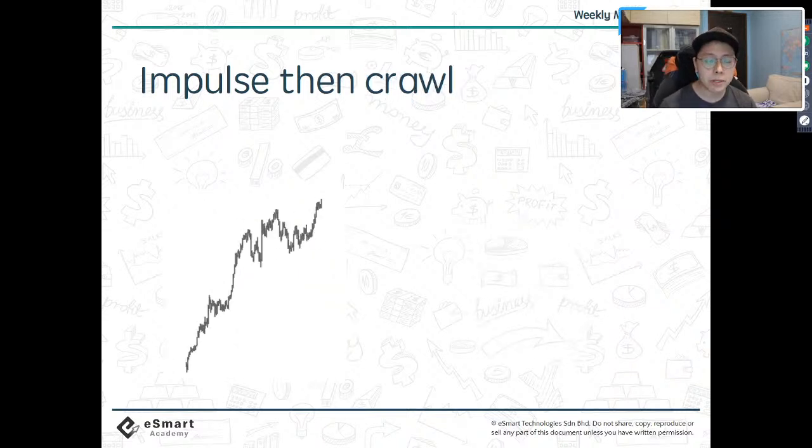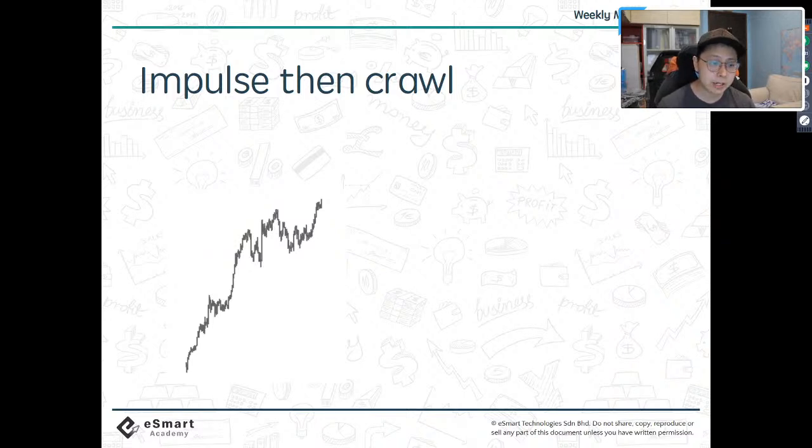And the last combination here, we call it the impulse then crawl. Some of you might see this as a diagonal pattern or a wedge pattern. Again, there are many names to it, but essentially the pattern is the one that's important. Learn to recognize it, and whenever we see something like this, we would look for the reversal.